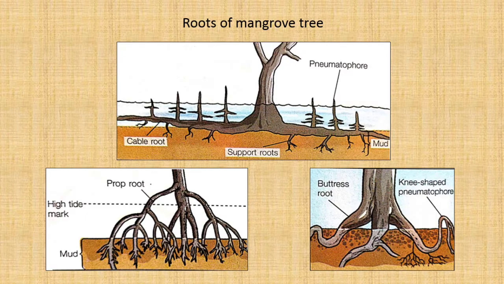So this is the picture of root in mangrove tree. So this is pneumatophore. Okay, this is the structure of the root of Avicennia. Okay, stilt root. So this is the structure of prop root at the Rhizophora, and this is the buttress root at the Bruguiera. So Bruguiera also has the pneumatophore, but the pneumatophore is called knee-shaped pneumatophore.